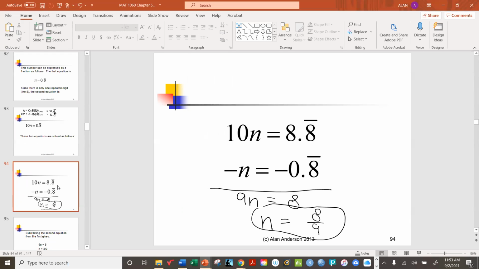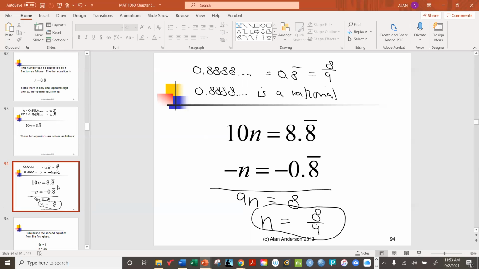Okay. So in other words, 0.88888, or 0.8 bar, is nothing but 8/9. And if you don't believe it, you can put this into your calculator and you'll see that that's exactly what's happening. So what that proves is that this number is a rational number, because I just proved that it's equal to 8/9.